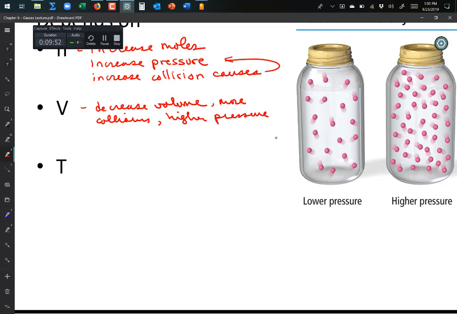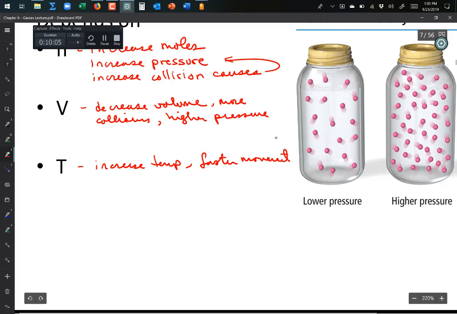So we increase temperature: faster movement, more energy, right? Higher pressure. All right.